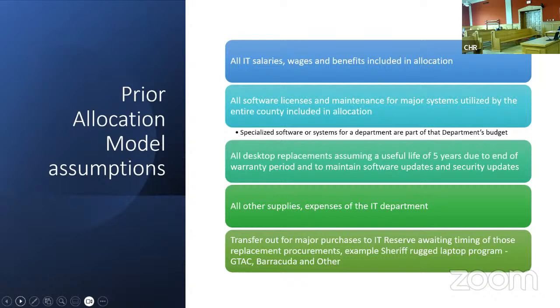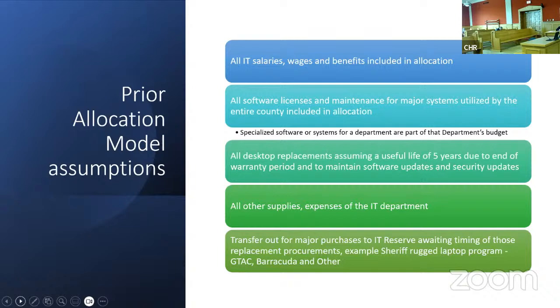So specialized software for departments, they would pick those costs up in their own budgets. But the majority of the software that's for the entire county is included. So whatever we pick up that is just for the courts, for example, just stays over there. Okay.